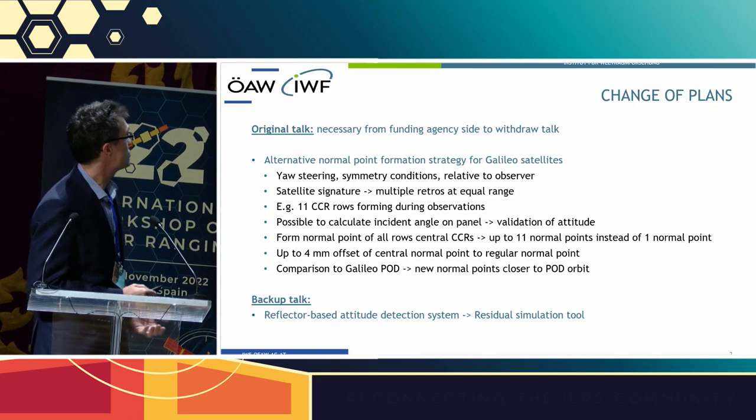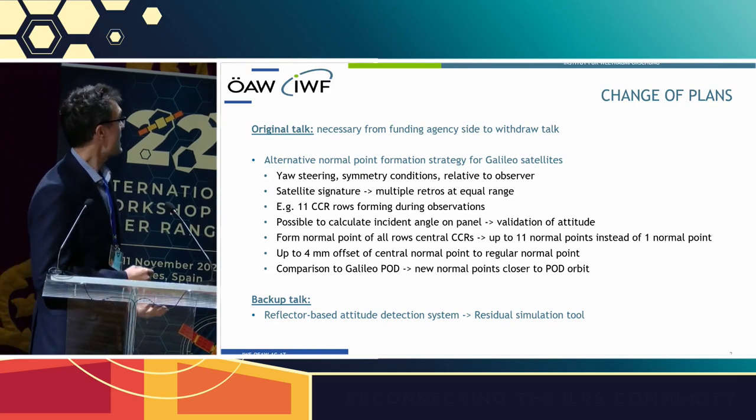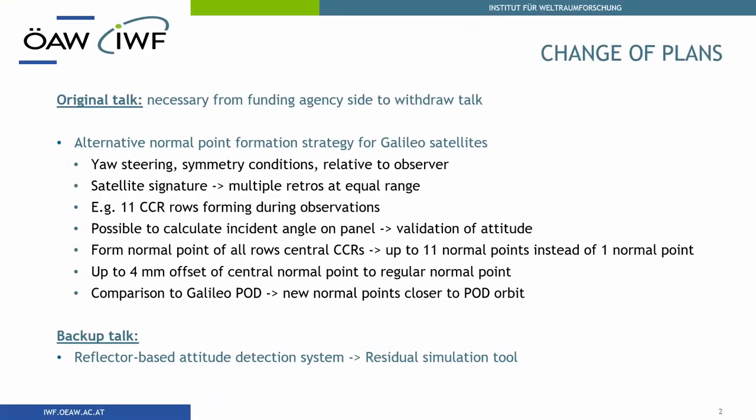For this activity, we were analyzing the satellite signature, as I said before, multiple retros at an equal range. Sometimes, for example, 11 rows of quantity-cube retroreflectors at equal distance disappear. It was then possible to calculate just the incident angle on the panel from these range differences, and also to form individual normal points for each of these rows. It is then also possible to identify the central normal point of this. At the end, we found out that those normal points are actually closer to the POD orbit, on the order of 3 millimeters. So there was an offset according to these symmetry conditions. So much for the summary I can give you about the talk you were expecting.